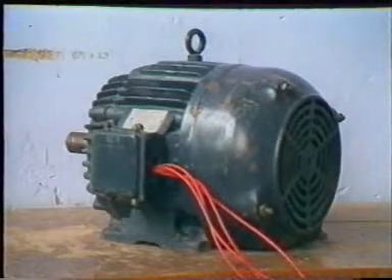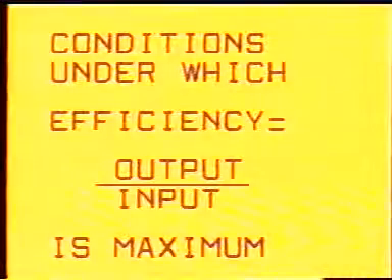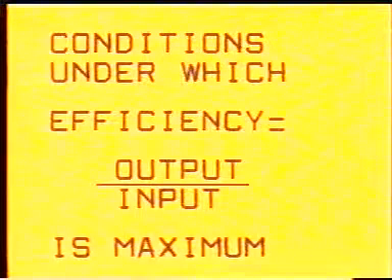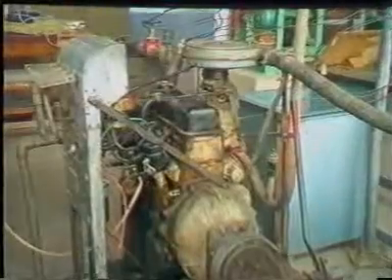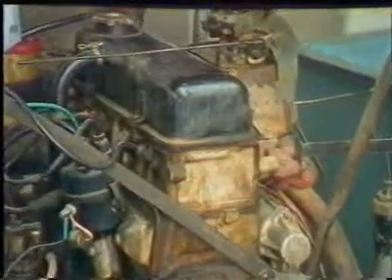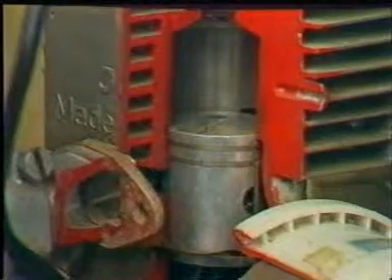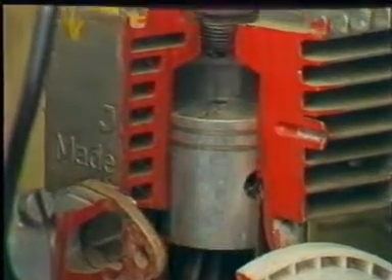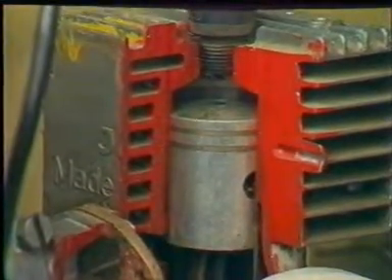Here is an electric motor. An electrical engineer is interested in knowing the conditions under which the efficiency of the motor, output over input, is maximum. This is a petrol engine. There is a reciprocating engine inside this petrol engine. A mechanical engineer is interested in knowing the maximum velocity of the piston of a reciprocating engine.